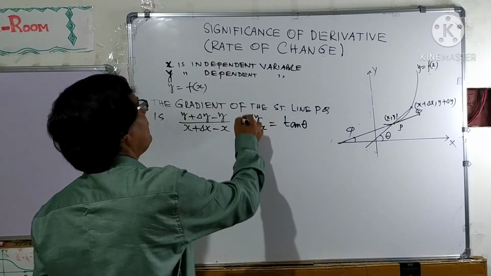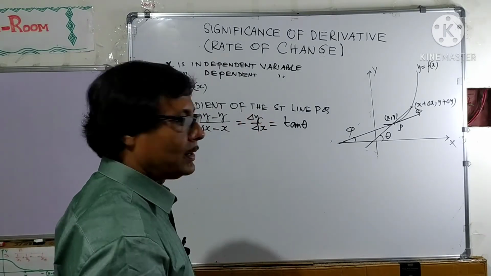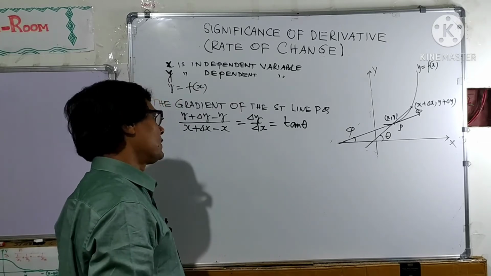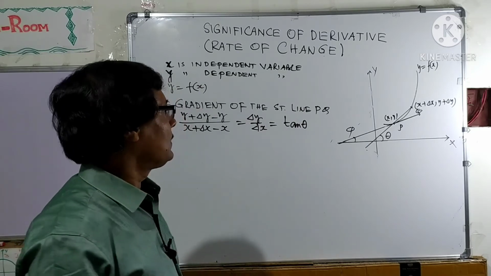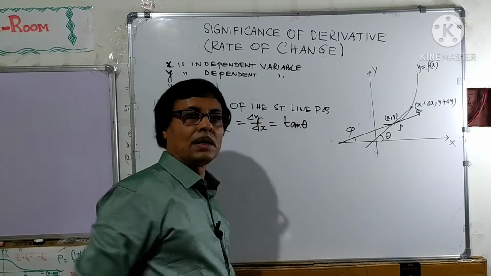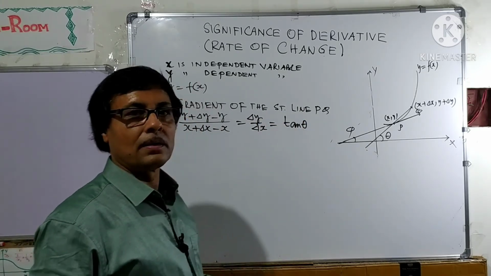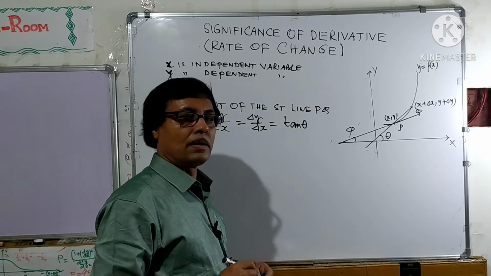So here del y over del x was the average rate of change of y with respect to x. This average rate of change is geometrically interpreted as the gradient of the straight line connecting the two neighboring points P and Q.